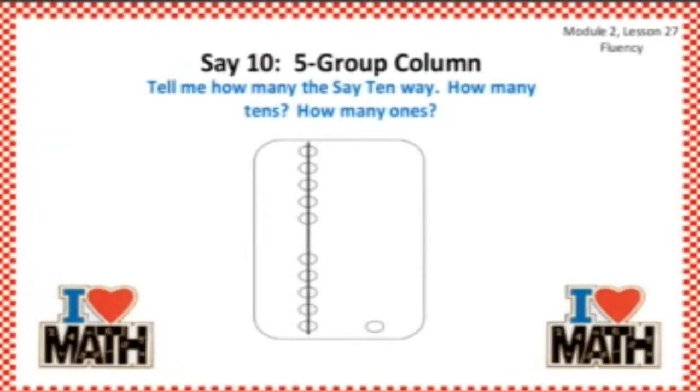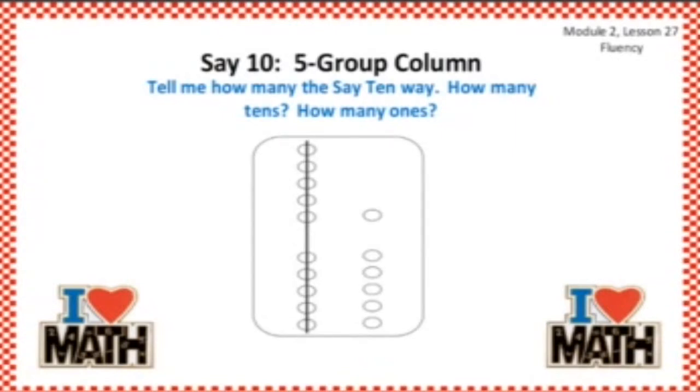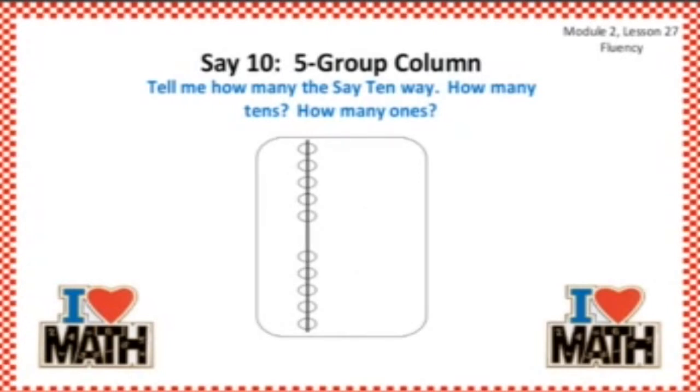What about these? Ten, 1. That is 1 ten, 1 one. Yeah. What about these? Ten, 6. That means 1 ten, 6 ones. What about these? Ten. Just ten. 1 ten and 0 ones. Very good. What about this one? 1 ten and 9 ones. Very good. That is 19 or ten, 9.